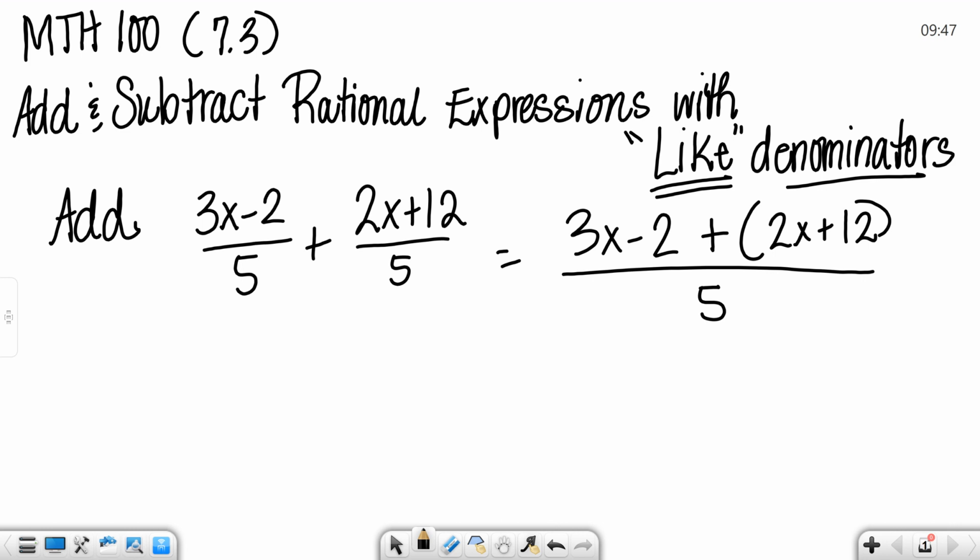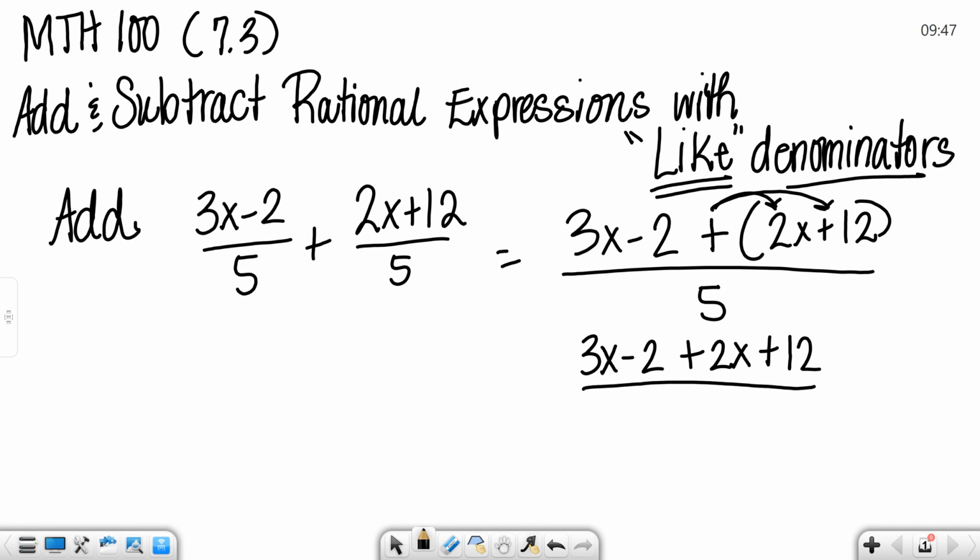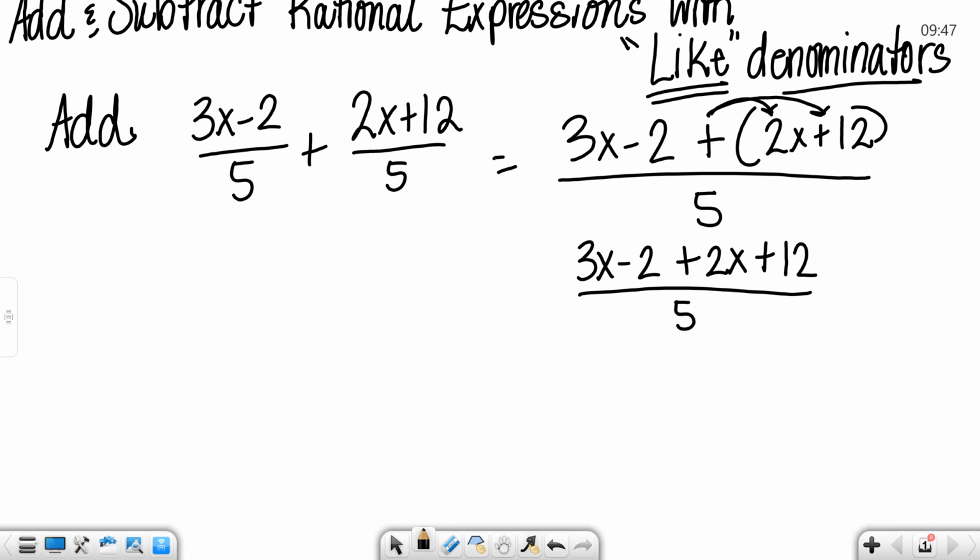So now we simplify the numerator. I no longer need those parentheses. If I distribute positive through, my signs do not change, which is why I said I don't need them anymore. So 2x and 3x gives me 5x. Negative 2 plus 12 gives me positive 10. And then I have 5 in my denominator.